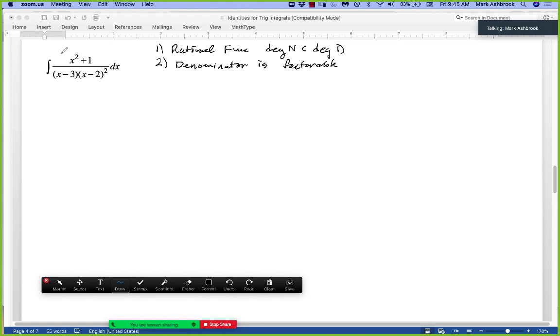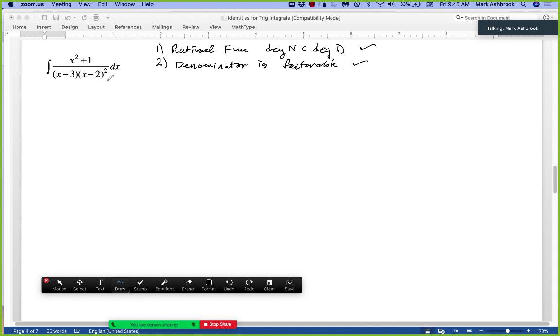So let's see. Do we have a rational function with the degree of the numerator less than the degree of the denominator? Yes or no? Degree 2 in the top. What's the degree of the bottom? 3. It's 3 because we got an x, and then this will give us an x squared, so we'll have an x cubed term. So check. We got degree 2 in the top, degree 3 in the bottom. All right, is the denominator factorable? Well, of course, it's already factored. So it's already in factored form.